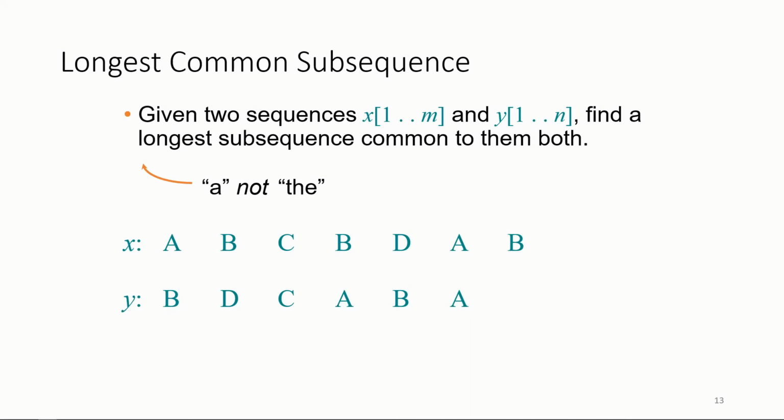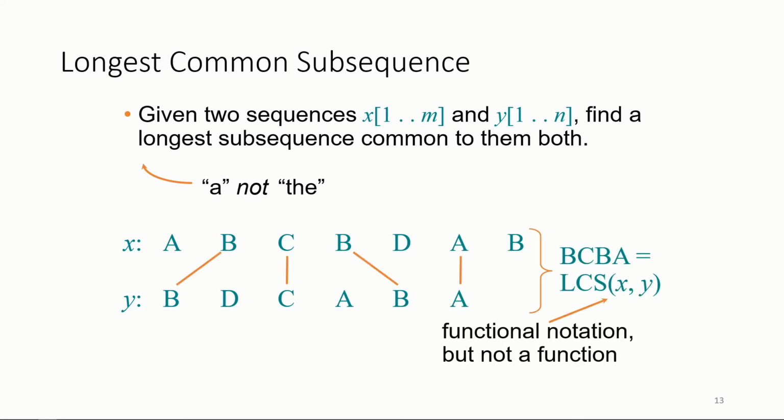Here is an example. Let's assume we have two strings x and y: A, B, C, B, D, A, B, and B, D, C, A, B, A. The longest common subsequence, or LCS, of x and y is BCBA. The notation used in this case is LCS of x and y. Even if it looks like a function, it is not a function.